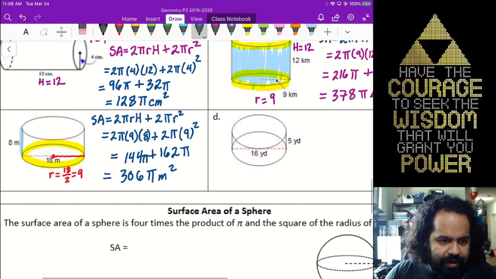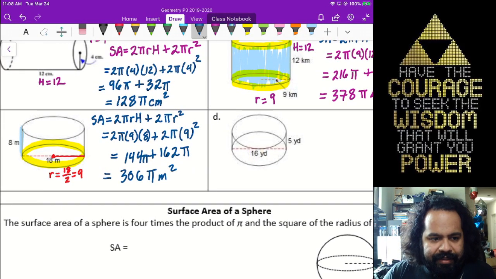If you guys want to try letter D on your own, go ahead and do it. I'll leave the work up there for you to follow along. It's practically the exact same thing. So make sure you try it. Make sure you get a good answer.